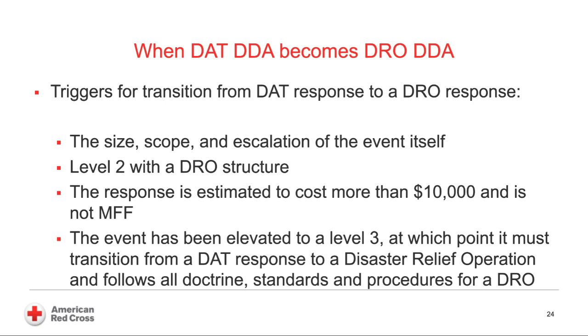Okay, the last one here is that the event has been elevated to a level 3 already, at which point it must transition from that DAT response and from DAT's detailed damage assessment to a disaster relief operation. And then at that time, it does follow all the doctrine, standards, and procedures for a DRO.